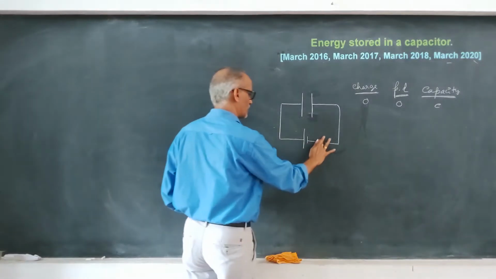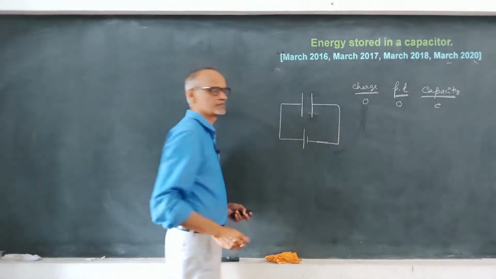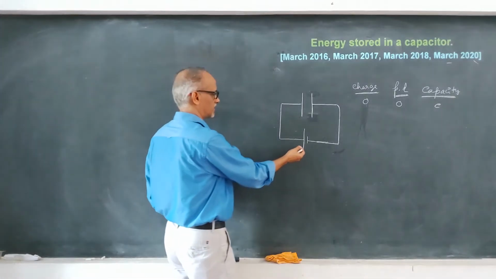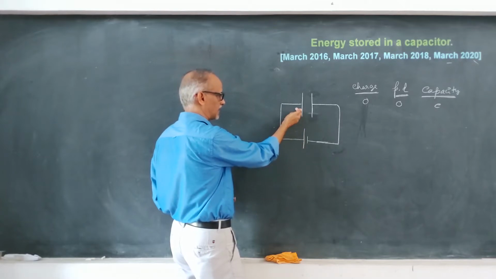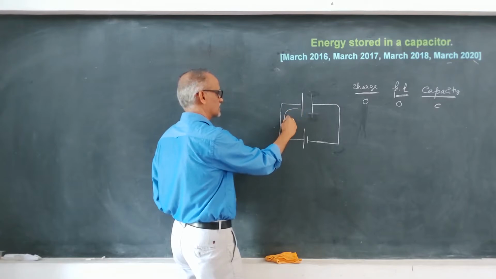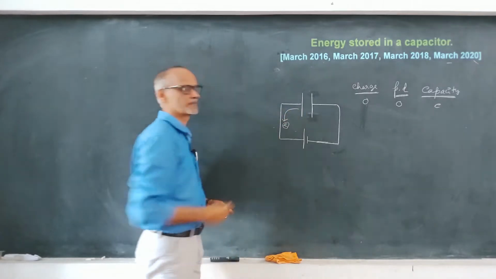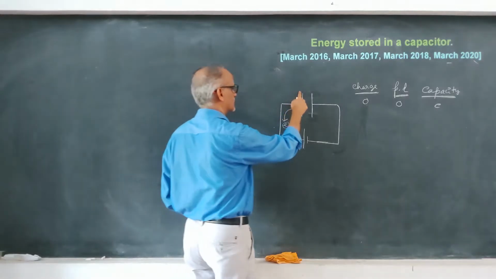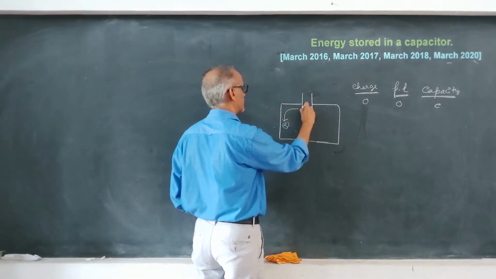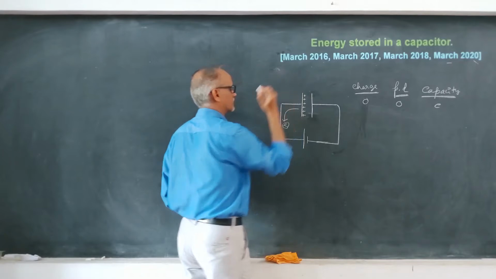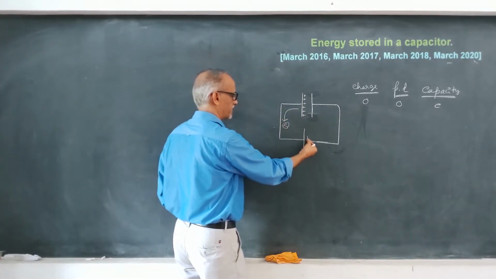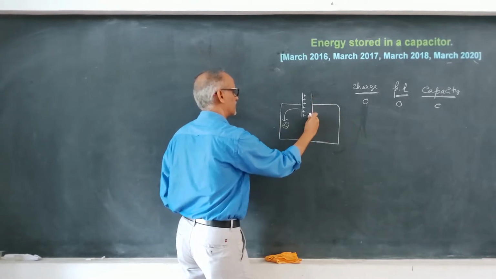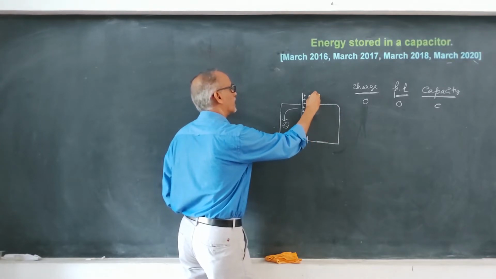Now, once we close the switch, this particular terminal of the battery, which is the positive terminal, attracts all the electrons from this plate. So electrons start moving like this, and once it loses electrons, it becomes positively charged. And those electrons which are accepted by the battery are transferred to the other plate, so that the other becomes negatively charged.